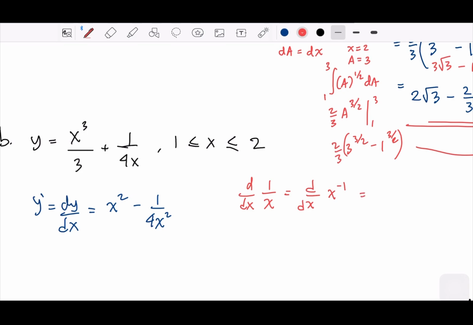So we take this -1 goes into the front, so negative x, and then negative 1 minus 1, so -2, right? So we could say this is 1 over x squared. That's why it's become negative, with 1 over x squared. 4 is just a constant, so we just write it again in the derivative here, right?